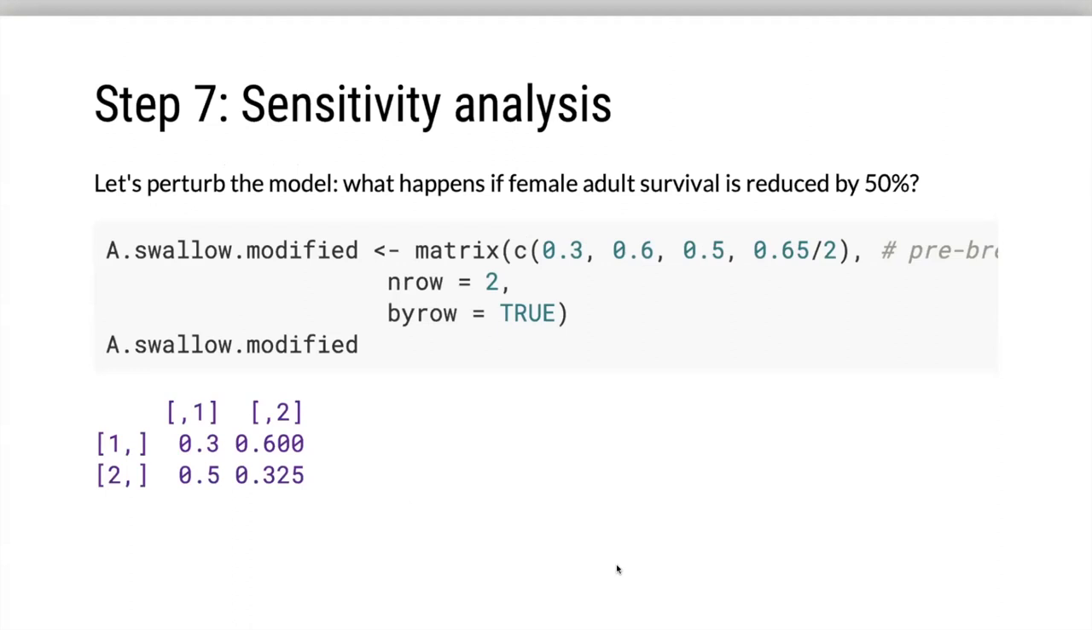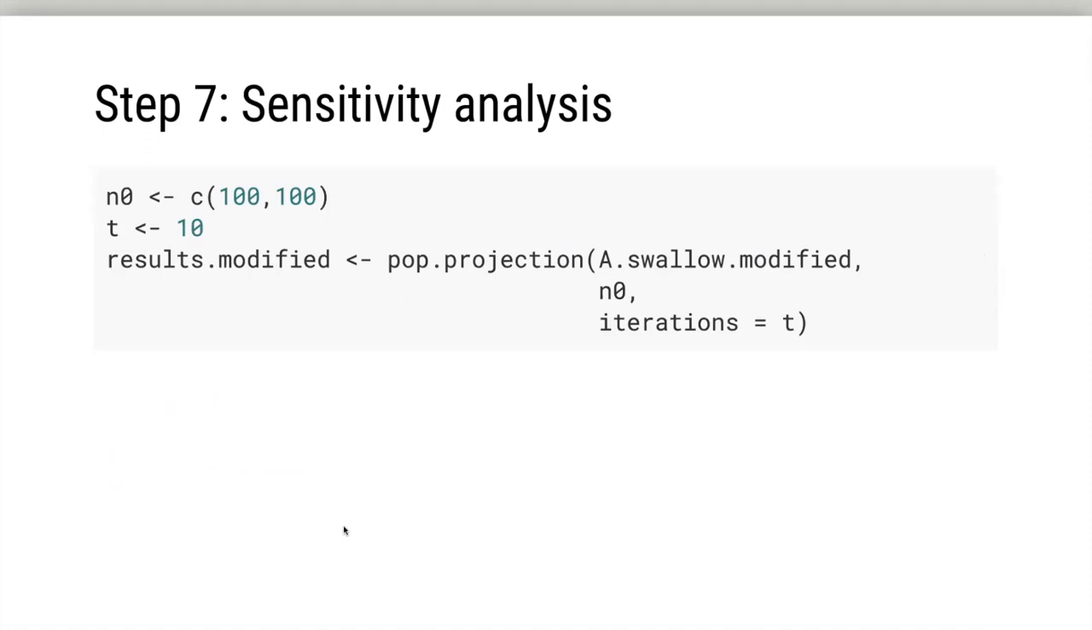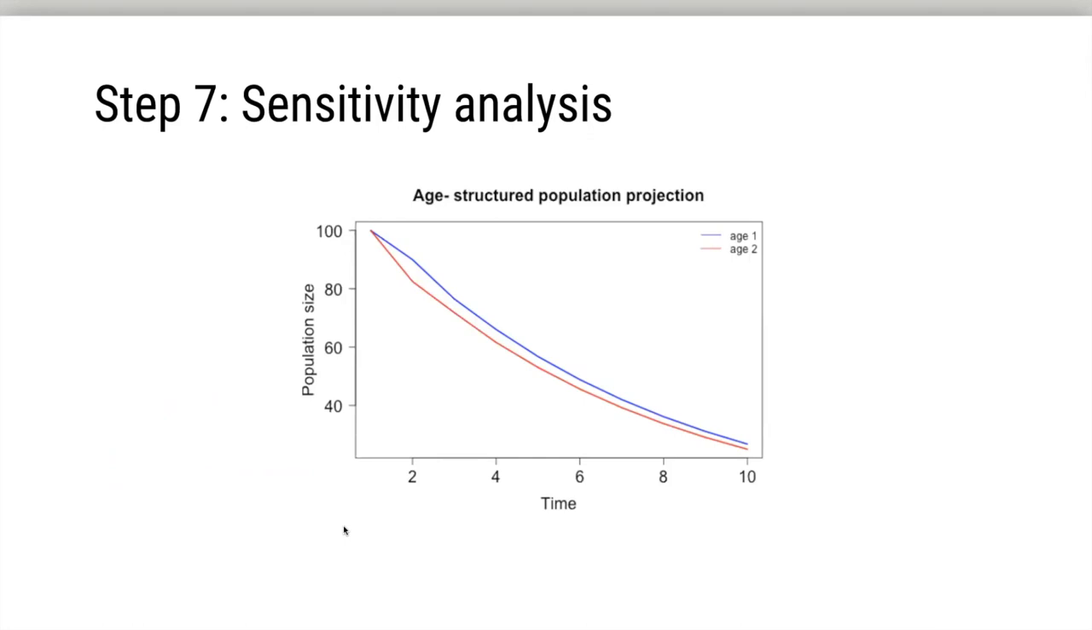For example, what happens if adult survival, for some reason, like hunting or introduction of a predator, collision or whatever, is decreased by 50%, for example? So I change this value in the Leslie matrix and, if I want, I can project the population and calculate lambda and see how the dynamics of the population will change.